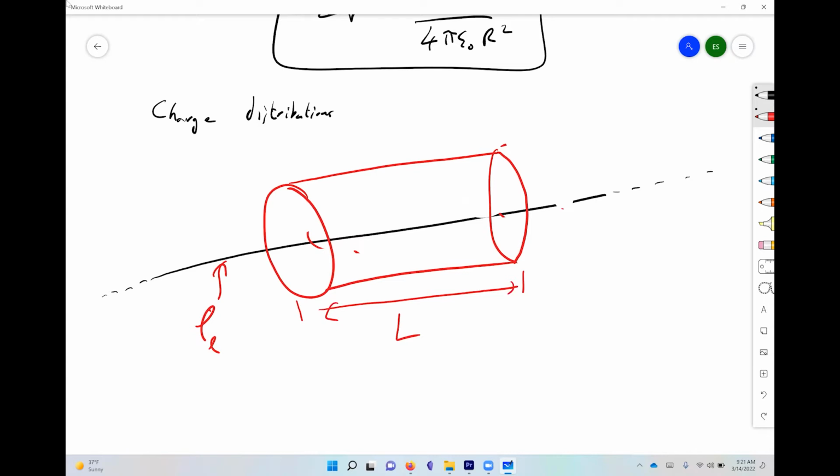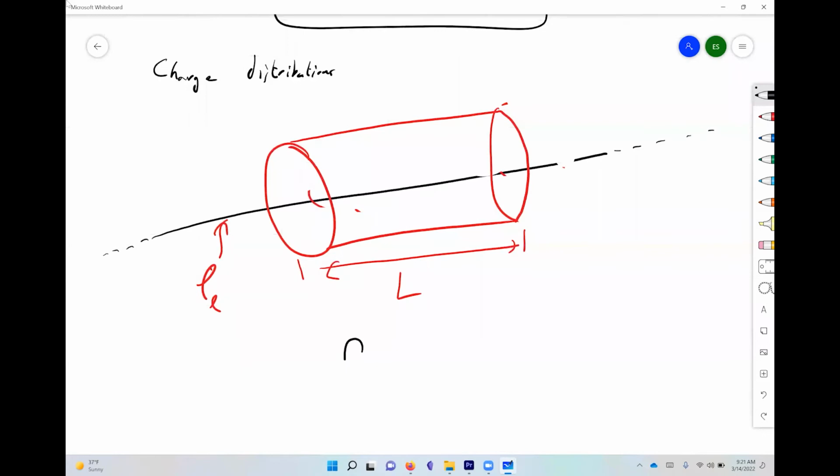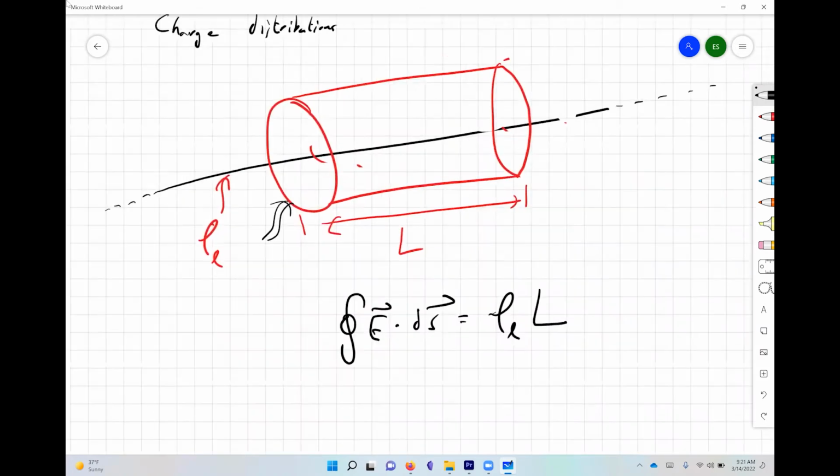And now I can use Gauss's law. Now I can say the integral of E dot ds equals Q enclosed. What's Q enclosed? It's rho_L times L. That's the total charge enclosed within the surface.